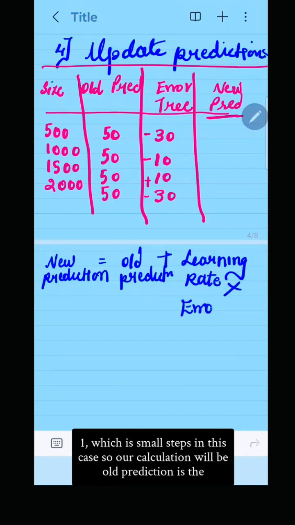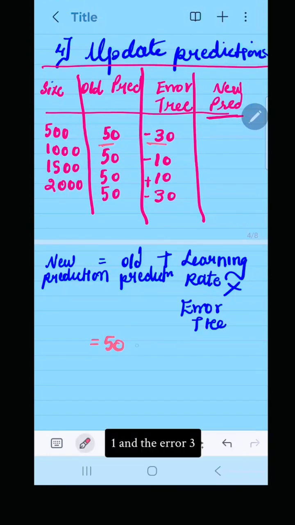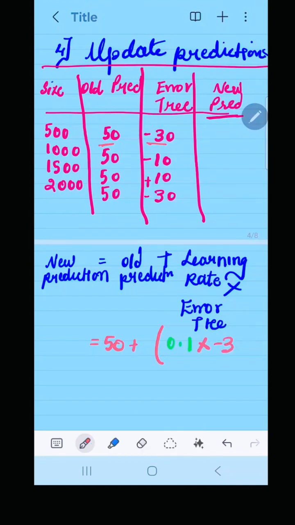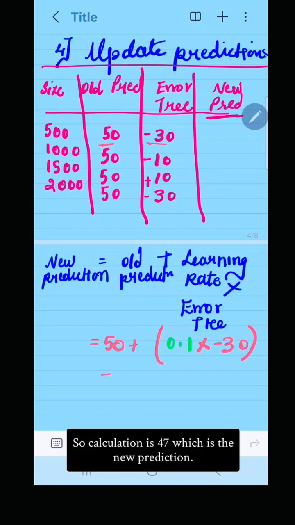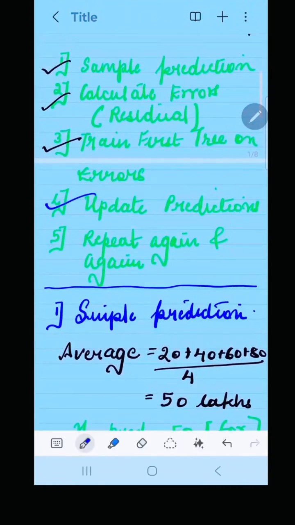So our calculation will be: old prediction is the average price of all the houses, which is 50. The learning rate, since we have taken small steps, is 0.1, and the error tree value. So our calculation is 47, which is the new prediction. Likewise, we'll calculate the new predictions for all the data sets.